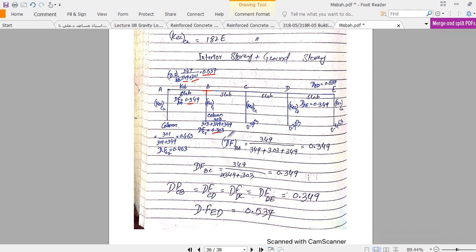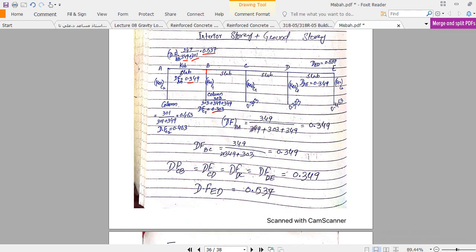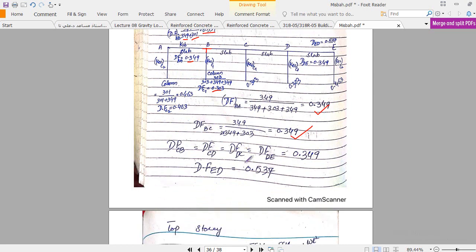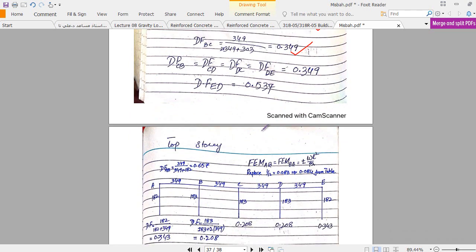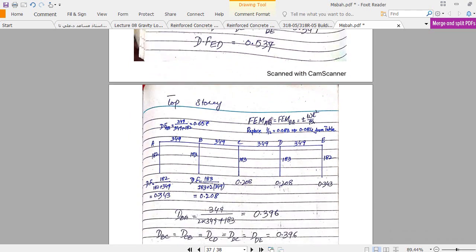So now you see for BA this one, for BC this one. Clear? That will be the same as for BA, and for the rest of the spans it will also be the same. If the stiffnesses are different, then you have to calculate for the rest of the spans. Clear?